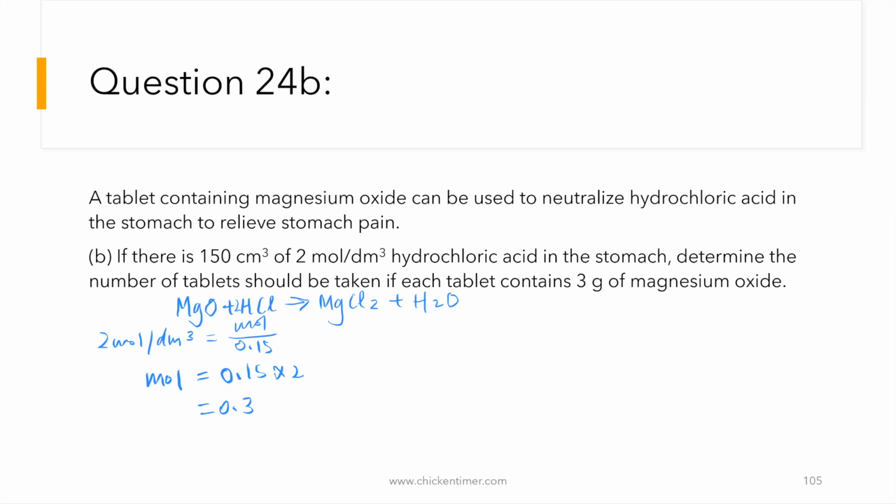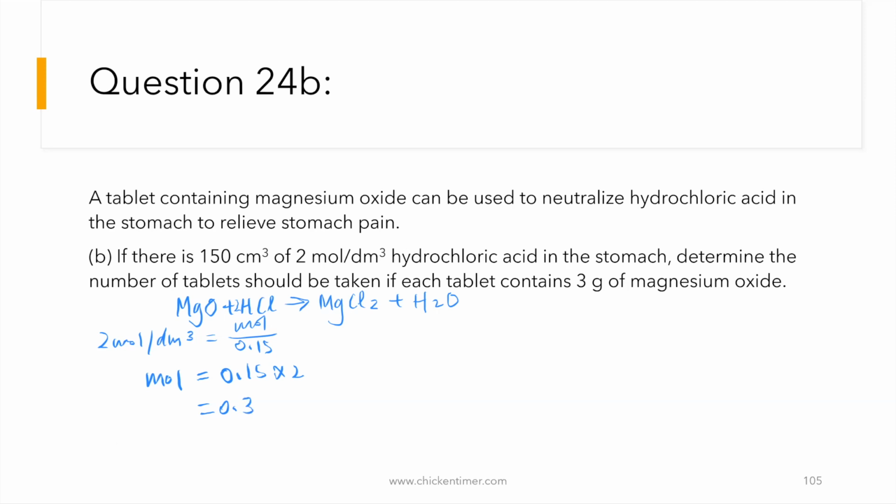1 mole of MgO will react with 2 moles of HCl. Oh no, so it's divide by 2. Yeah. So then after that, you know the number of moles already, right? Then you can calculate the number of grams of MgO that you need. Okay. Then you have the total number of grams already, right? Of MgO. Then you know that every MgO tablet is 3 grams. Then you just divide and find out.